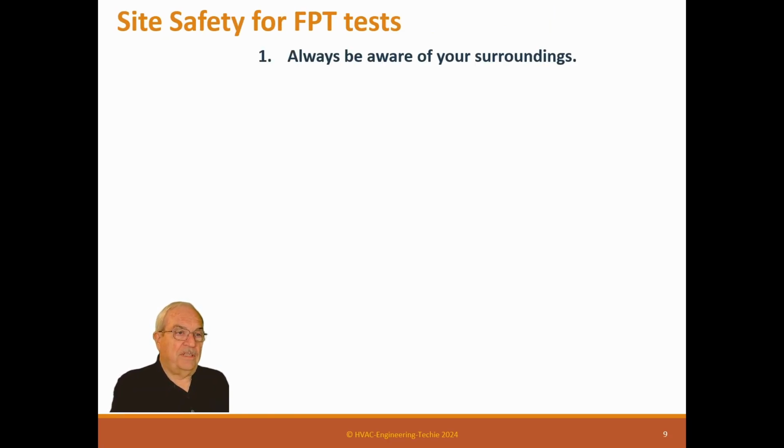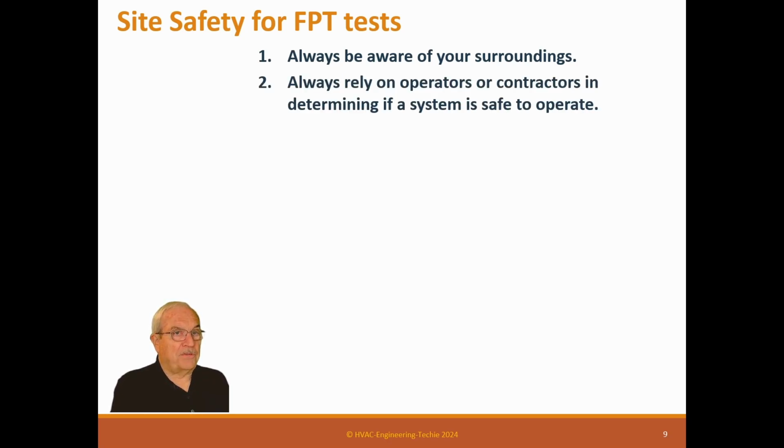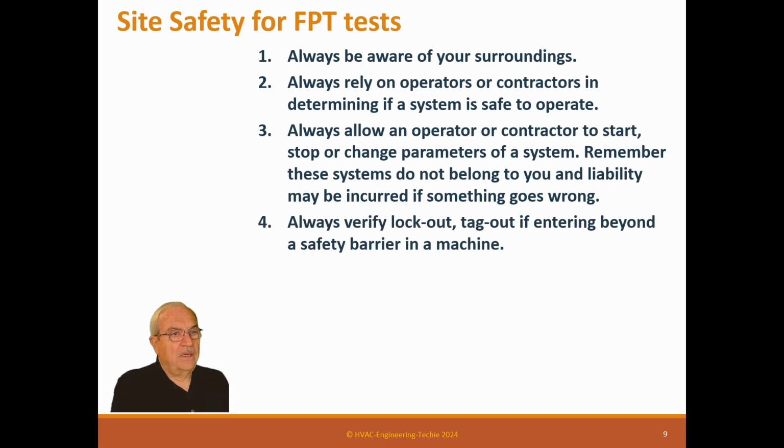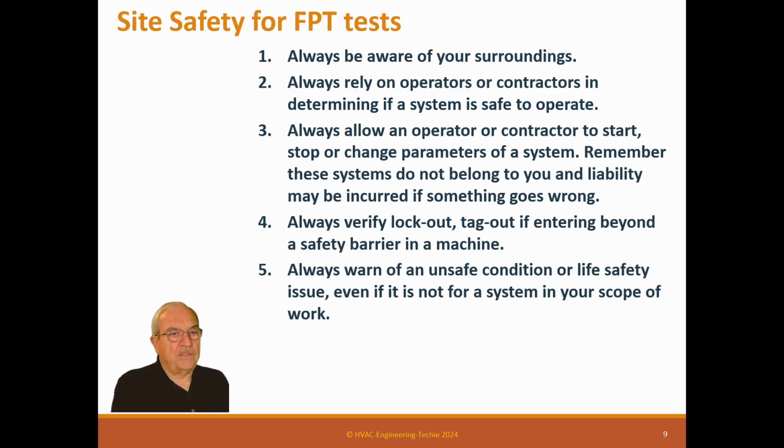Remember site safety in performing functional tests. It's really important to watch safety on inspections, and during functional testing, so you don't cause a problem. Always be aware of your surroundings. Always rely on operators or contractors to determine if the system is safe to operate. Always allow an operator or a contractor to start, stop, or change parameters of the system. Remember, these systems do not belong to you, and a liability may be incurred if something goes wrong. Always verify lockout/tagout if entering beyond a safety barrier of a machine. Always warn of an unsafe condition if life safety issues exist, even if it's not the system you're testing at the moment. Remember, safety is everyone's responsibility.